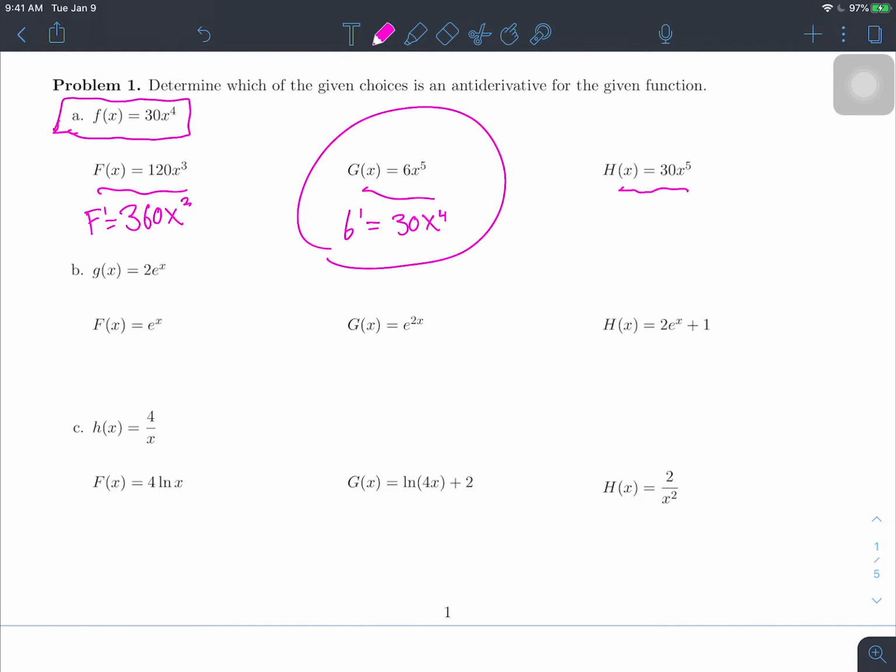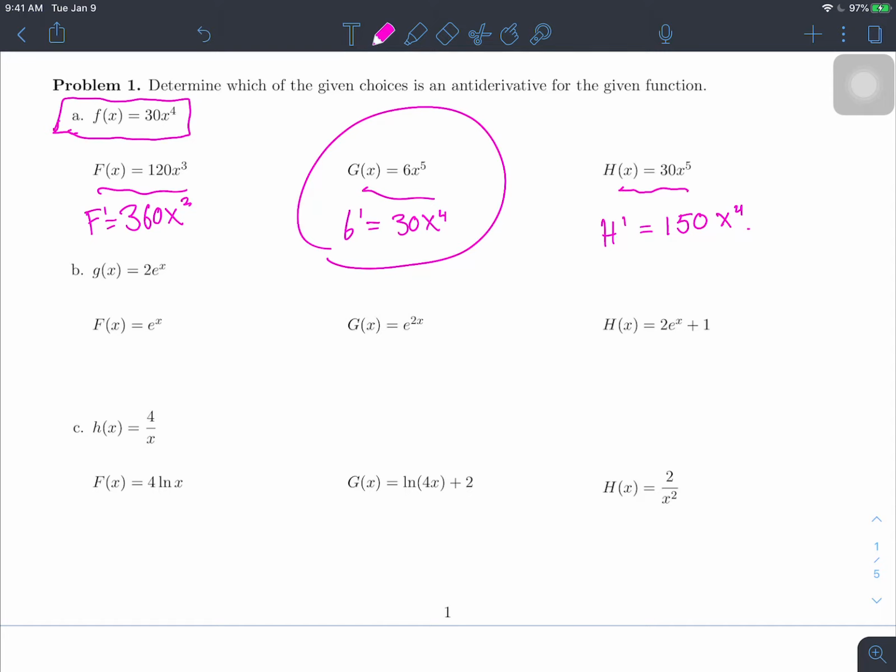Let's try the last one just to be extra sure. If we took the derivative of h, we would get 5 times 30, that's 180. Oh, what am I talking about? That's 150. Brain's not on today. Okay. 150, and then x to the power 4. Okay. So it looks like G was our winner here.